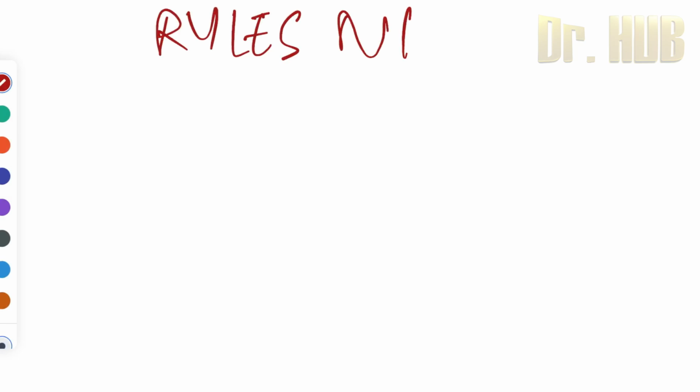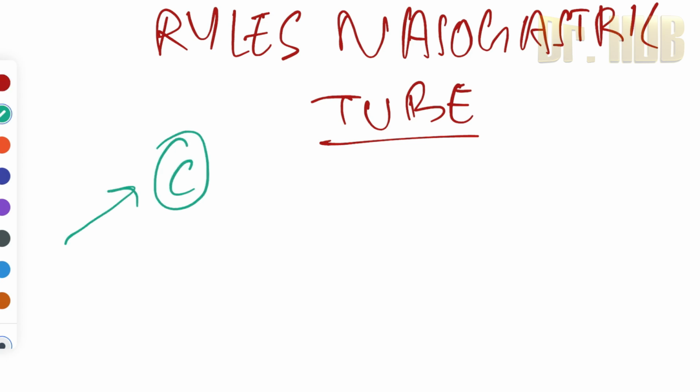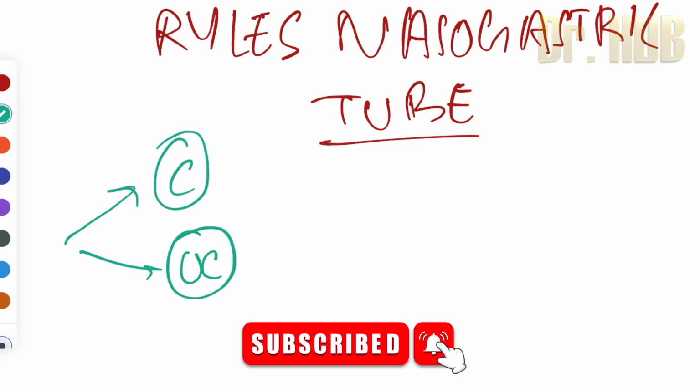Now we look into the Ryles nasogastric tube. So this is what is the ideal insertion position. So there are two categories. One you can call conscious and another is the unconscious patients.